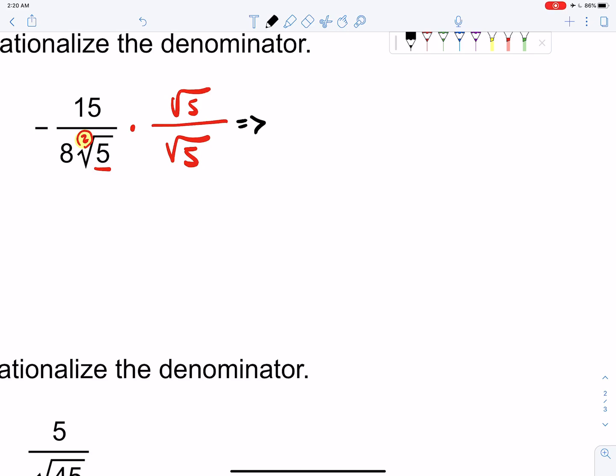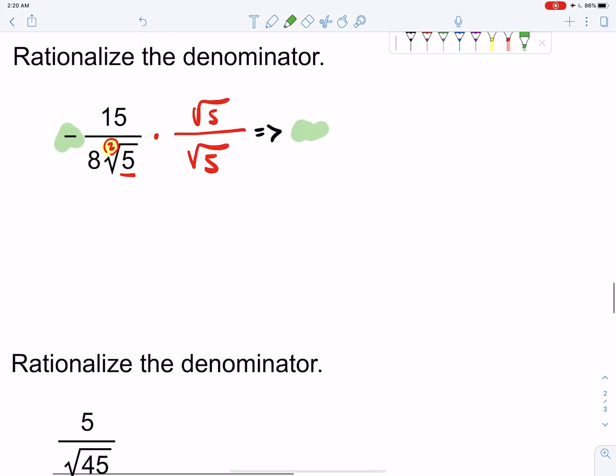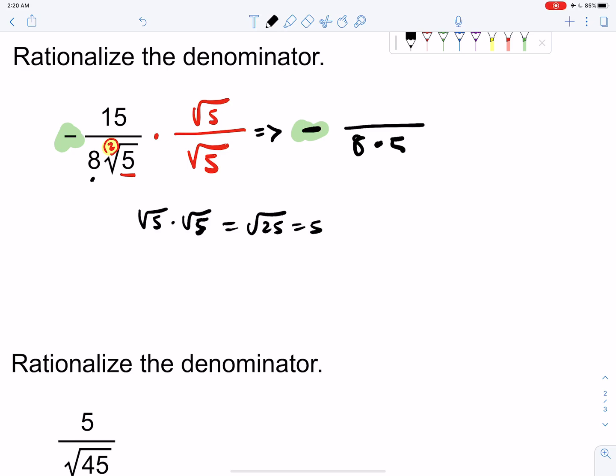Now don't forget that guy. That guy is right there, so don't forget your negative sign. Now down below, some beautiful things are going to happen. We have the 8, don't forget your 8, but we do know that square root of 5 times the square root of 5 is square root of 25. This stuff you should start doing in your head, it's just 5. But it does get multiplied, so don't add it. It is being multiplied, okay?